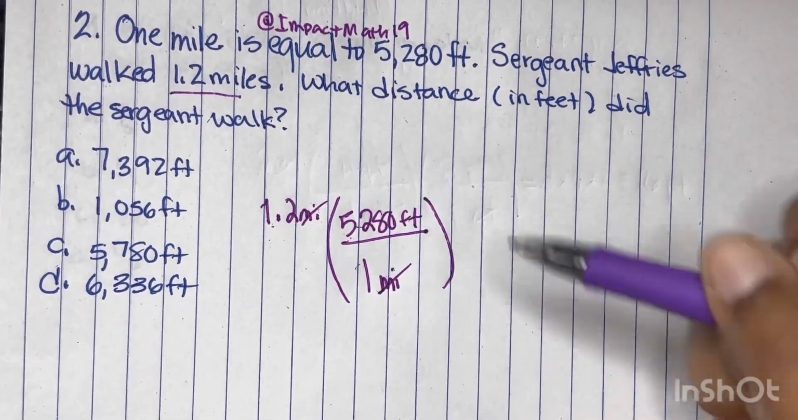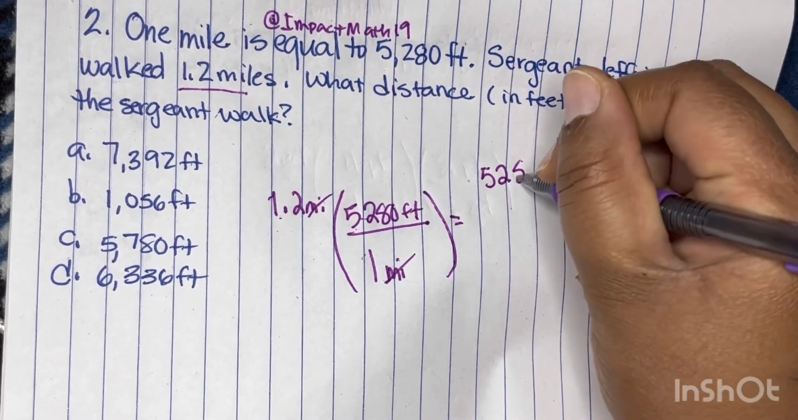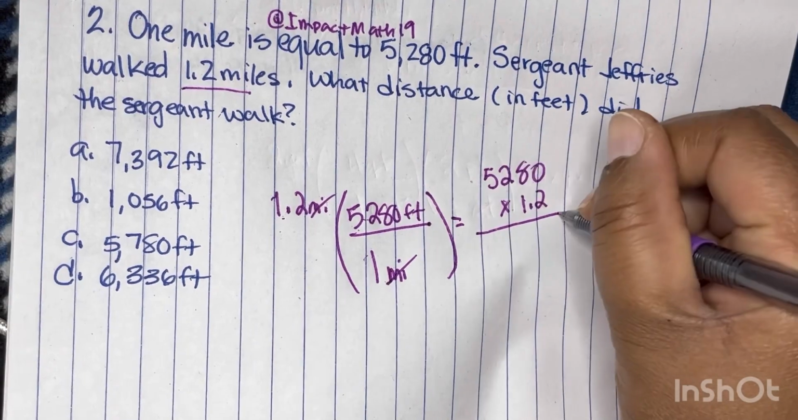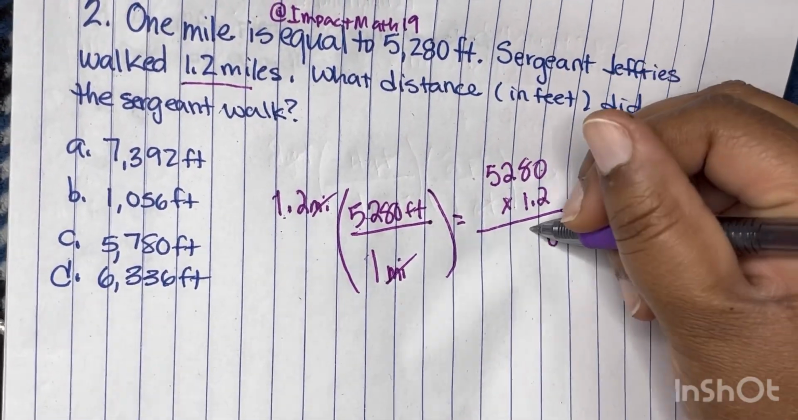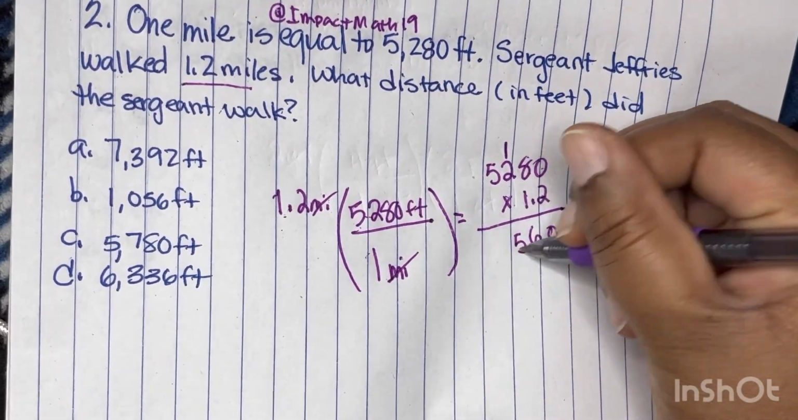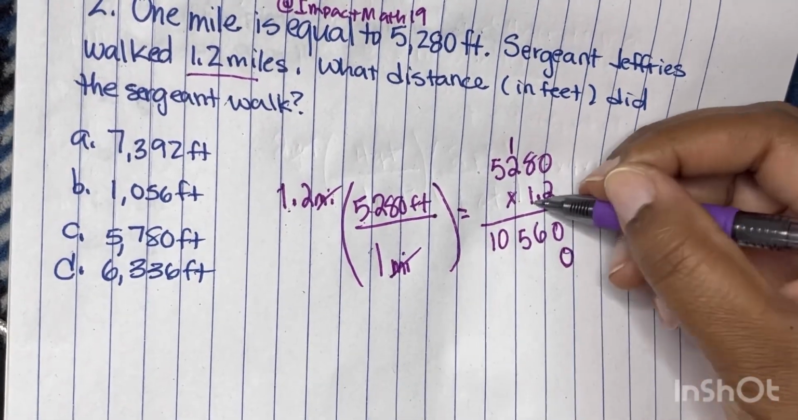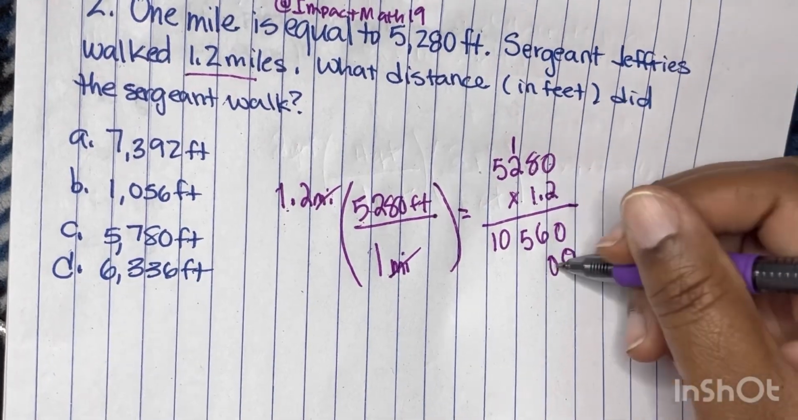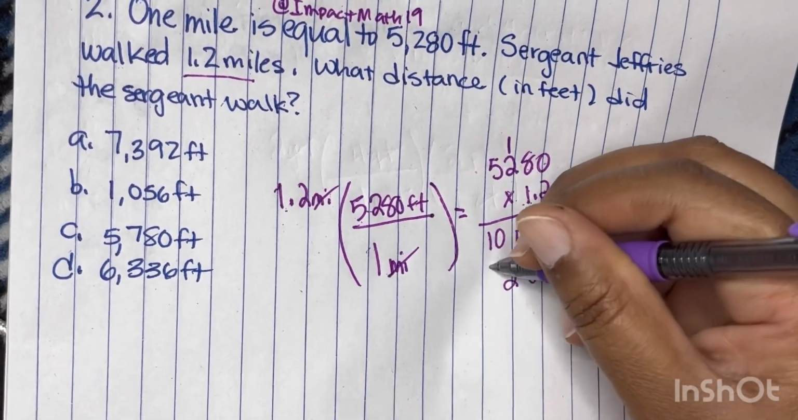So now what we're going to do is multiply 5,280 times 1.2. 2 times 0 is 0. 2 times 8 is 16. Carry the 1. 2 times 2 is 4 plus 1 is 5. 2 times 5 is 10. Put your placeholder down because you're moving over. 1 times 0 is 0. 1 times 8 is 8. 1 times 2 is 2. And 1 times 5 is 5.